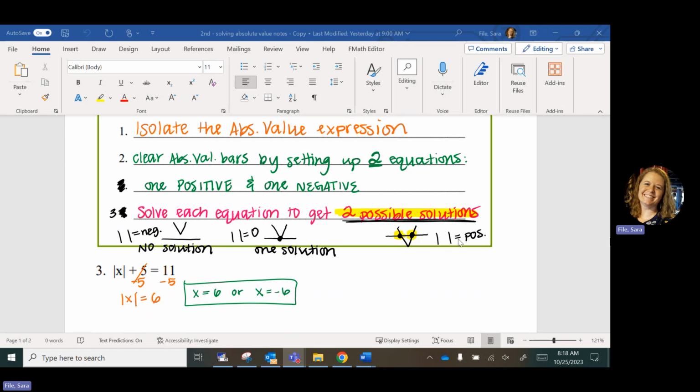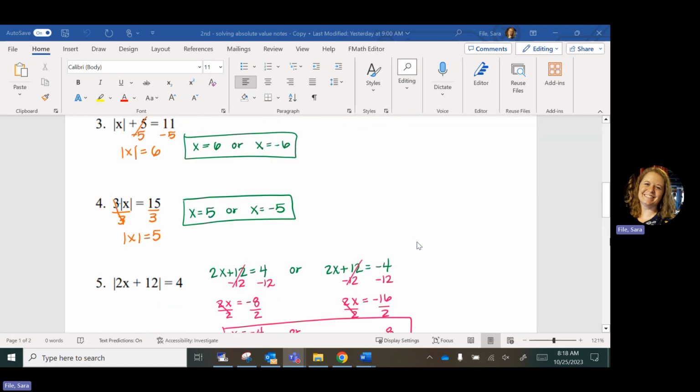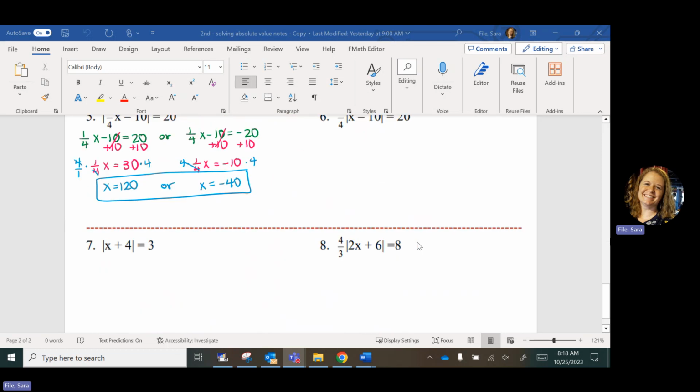If you are left equal to a positive number, you're going to have 2 solutions. When you isolate it, if it's set equal to 0, there's only going to be 1 solution. And if it is set equal to a negative, there will be no solution. Graphically, that's what those look like: never crossing, only intersecting at the vertex, or crossing anywhere else across that V shape. Okay, and then we got through example 5.